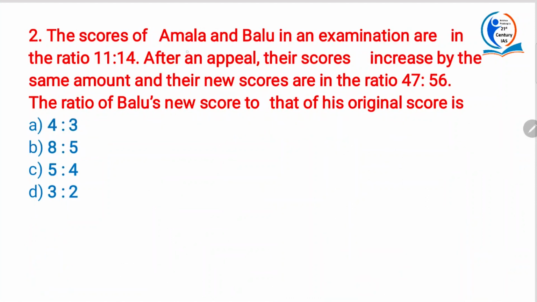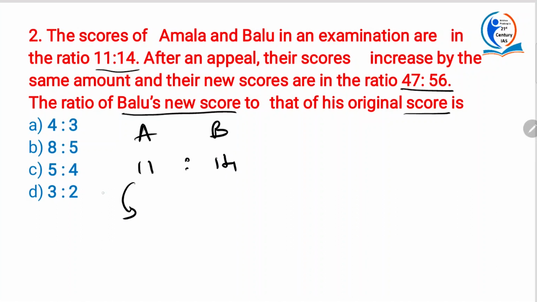Now, next question. The scores of Amala and Balu in an examination are in the ratio 11:14. After an appeal, their scores increased by the same amount and the new scores are in the ratio 47:56. Find the ratio of Balu's new score to that of his original score. Amala and Balu, their scores are in the ratio 11:14, and their scores increased by the same amount. Let that increase be x. It will become 47:56. So, what will you get here?